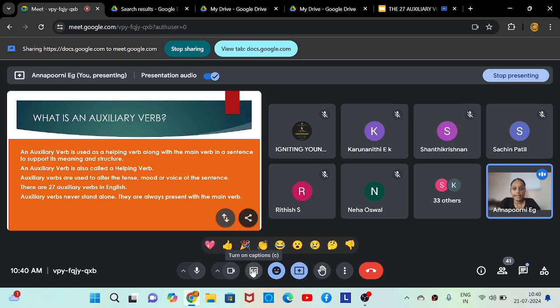Then there are 27 auxiliary verbs in English. Initially it was 24, and later 3 more verbs were added, so 27 auxiliary verbs are now there in English. And auxiliary verbs never stand alone. In most cases they will not be alone. They are always present with the main verb. They cannot exist independently in some cases. They will be present only with the main verb.